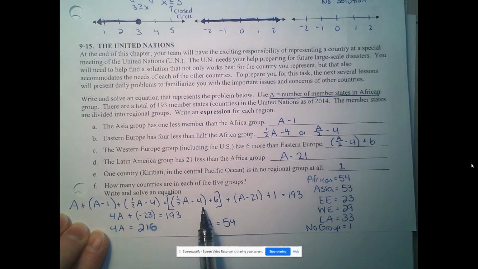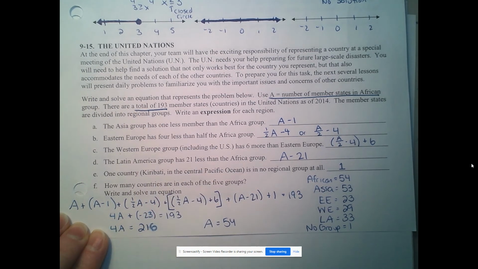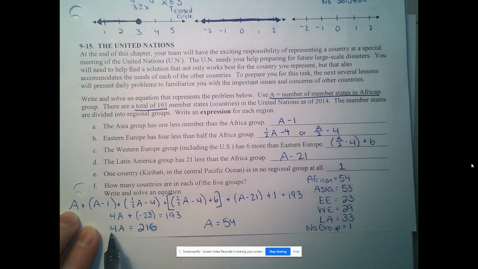The next one here that's in brackets, which is a little bit longer, that was for Western Europe. Then you've got in parentheses A-21 for the Latin American group, and the one extra country that is not in any region at all. Total 193, and that 193 comes from back here, total of 193 members. When you combine all your variables, you get 4A plus -23 equals 193. I added 23 to both sides and got 4A equals 216. When I divide both sides by 4, I get A equals 54.